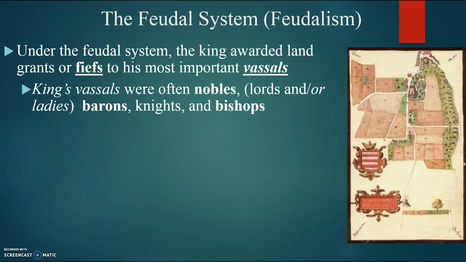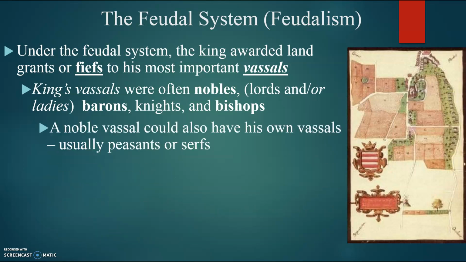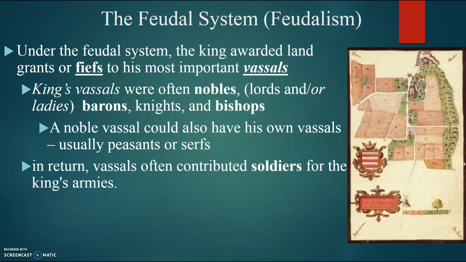The vassals were the nobles: lords, ladies, barons, knights, bishops. Everybody could be part of this. Women could be part of this system. And in turn, a noble vassal could also own his peasants and serfs. It's mutual obligations to each other: protection and use of certain facilities for the peasants. Peasants work for the lord in return for access to those services and protection specifically. And the vassals, especially the noble ones, would contribute soldiers for the king's armies.